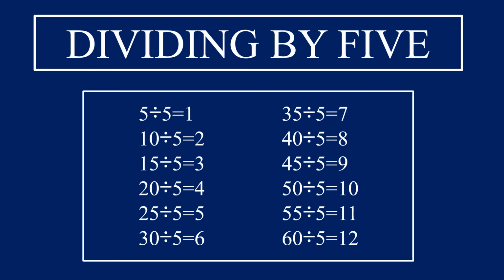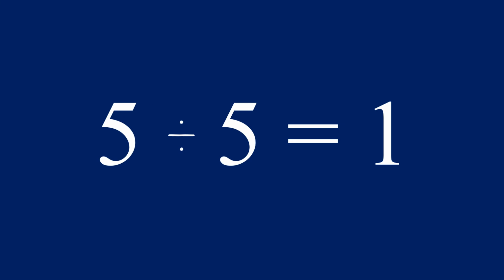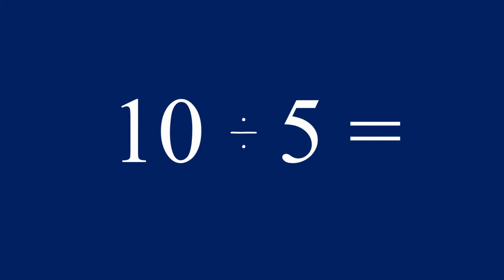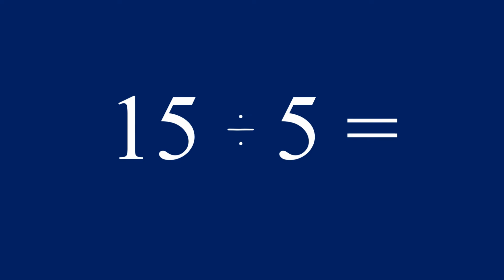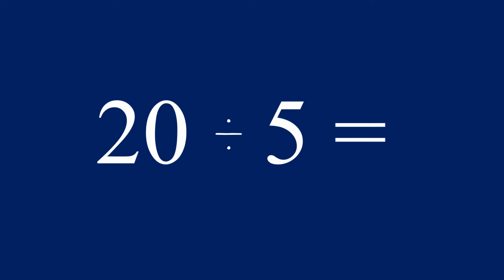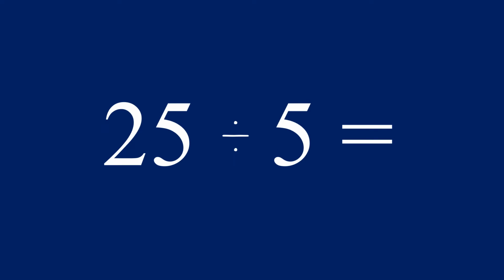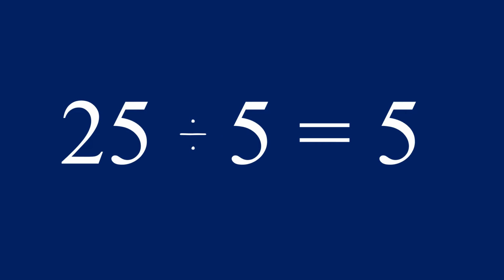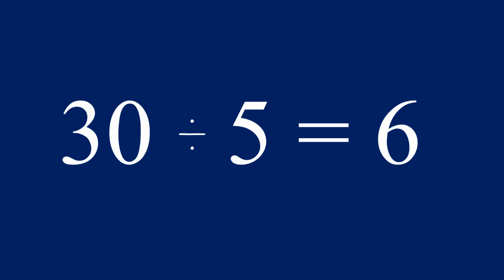You're doing great. 5 divided by 5 equals 1. 10 divided by 5 equals 2. 15 divided by 5 equals 3. 20 divided by 5 equals 4. 25 divided by 5 equals 5. 30 divided by 5 equals 6.